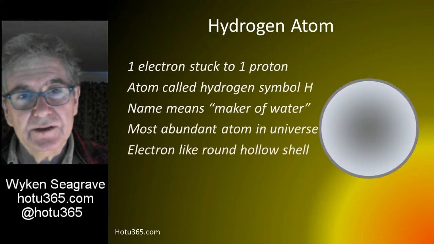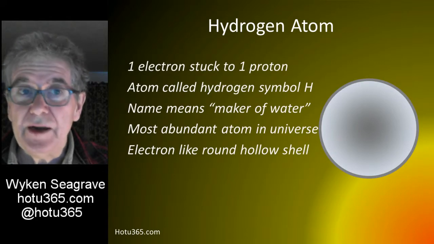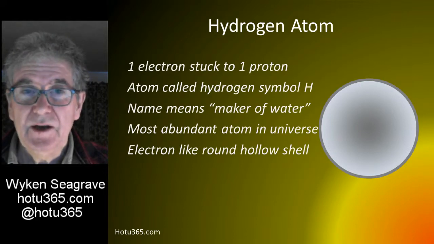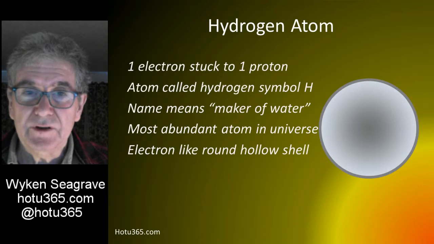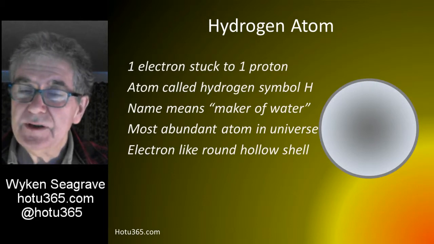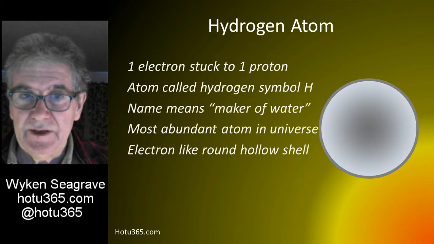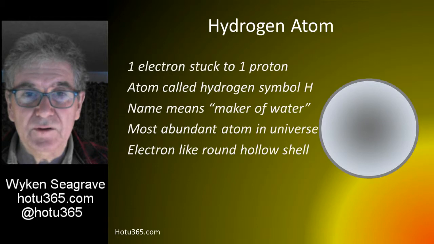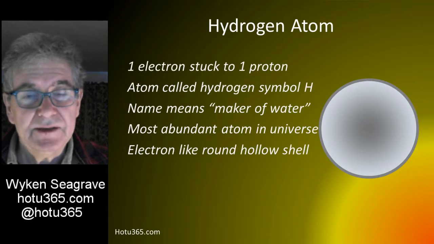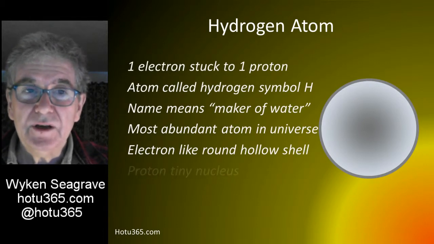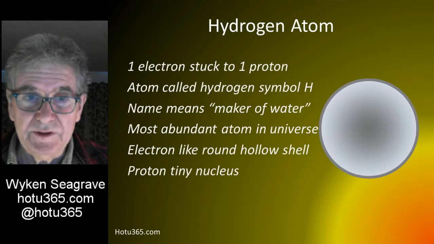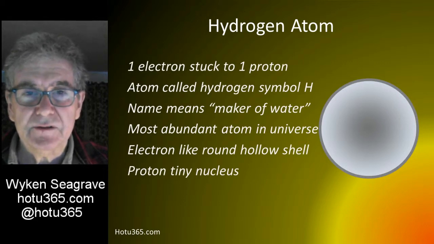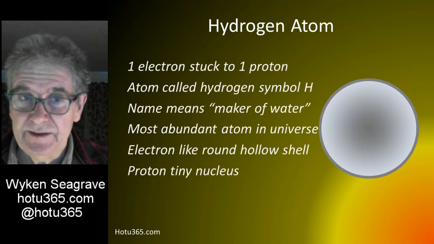If we could cut a hydrogen atom in half, or any other atom for that matter, we would see that the electron forms a hollow shell. Most of the inside of an atom is empty, and the cloud-like electron forms a shell all around it. And in this image, the proton at the centre is called a nucleus. It's so small we wouldn't be able to see it.